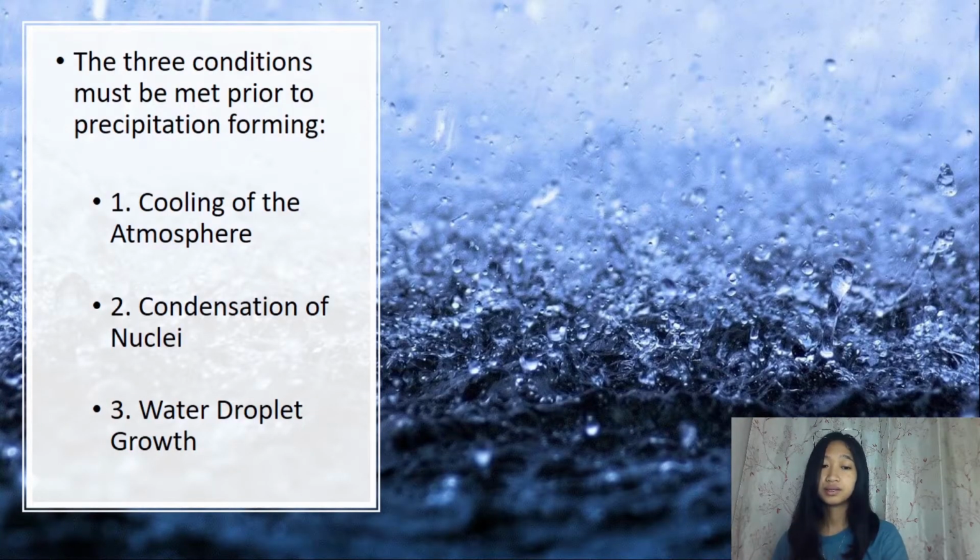There are three conditions that must be met prior to precipitation forming. First is the cooling of the atmosphere, second is the condensation nuclei, and third is the water droplet growth. So let us know more about these three conditions.